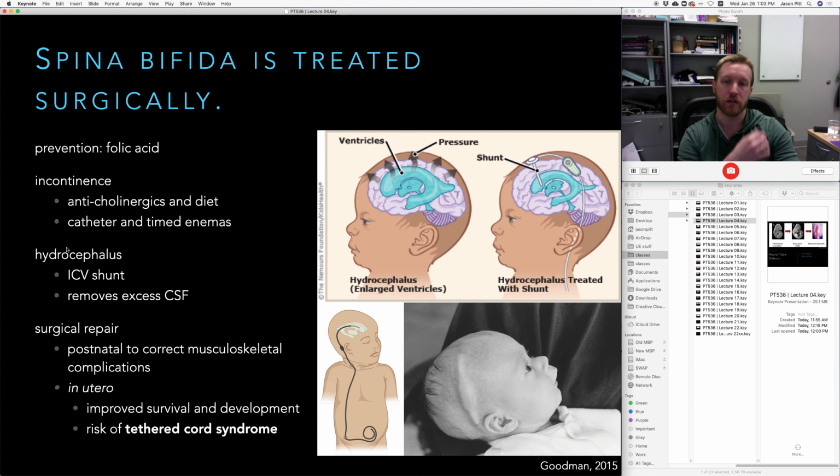Hydrocephalus is treated by the insertion of a shunt. So we can insert a little catheter into the ventricles themselves. Okay, so these ventricles are all swollen up over here. Put a catheter in. The fluid that's building up can be removed and then drained out externally.